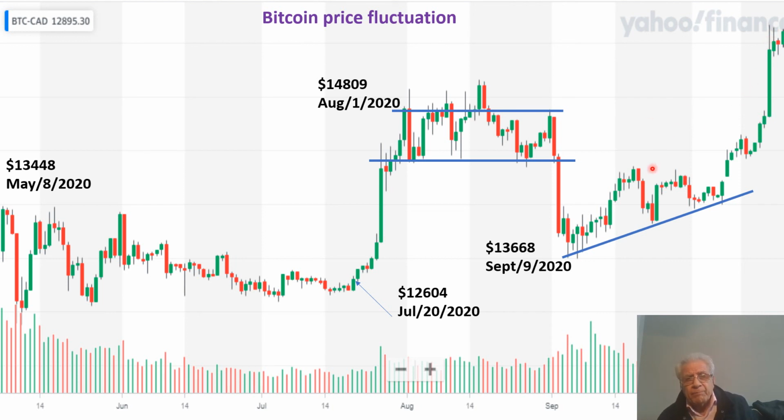Now we have to look at the MACD indicator and also the moving average to see whether these decisions that we are making are in line with the price action. Now here we would enter the market at 12,604 and exit the market at 14,809. We make $2,205 in 11 days. That's phenomenal. That's very good.